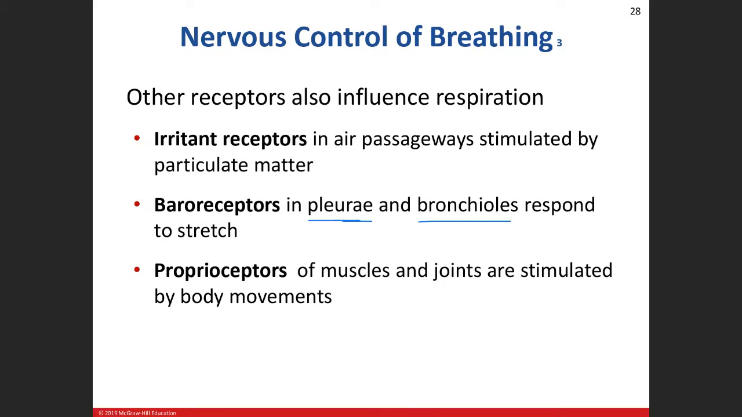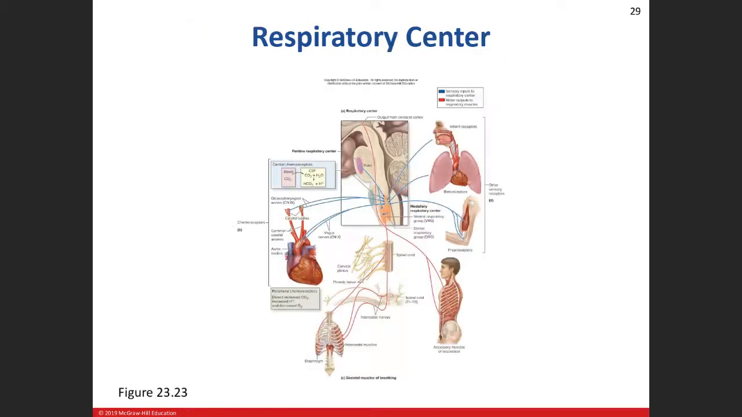But these proprioceptors will also play a role when we are having increased activity on your respiration rate, which makes sense because when you're exercising, you're going to be increasing the proprioceptive activity, so you'll be sending more information to your central nervous system, and so you'll want to increase your respiration rate to meet the energy demands of those tissues.